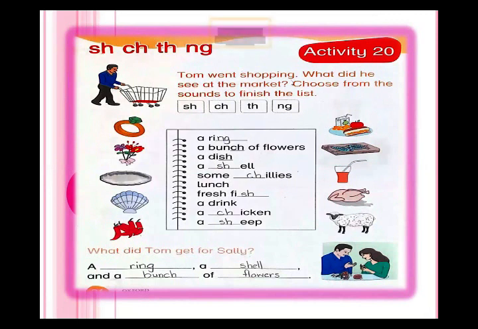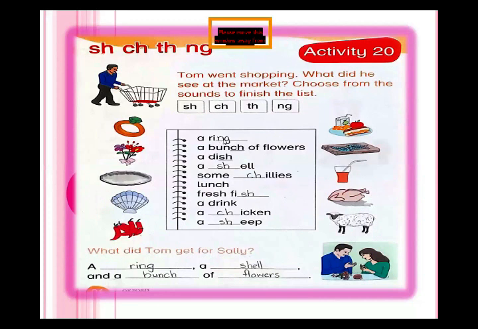Tom went for shopping. What did he see at the market? Choose from the sounds to finish the list. Here are different items. We will choose the correct sound and complete the item's name. So first, here is a ring. You can see here is a ring.